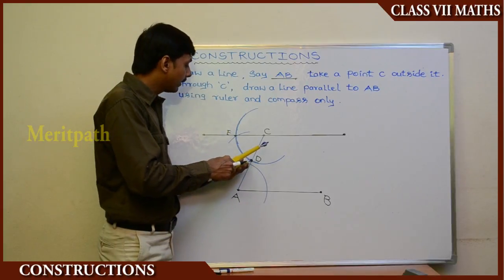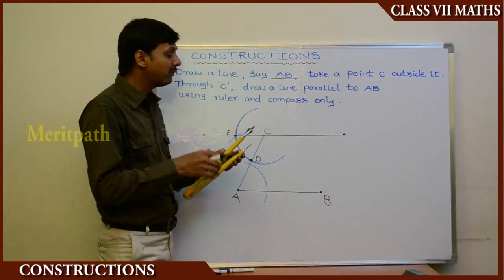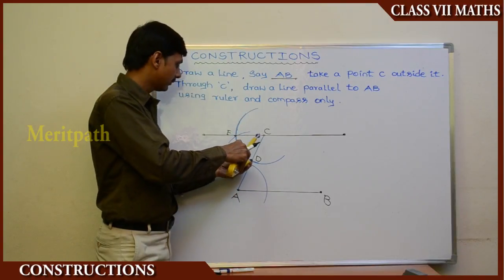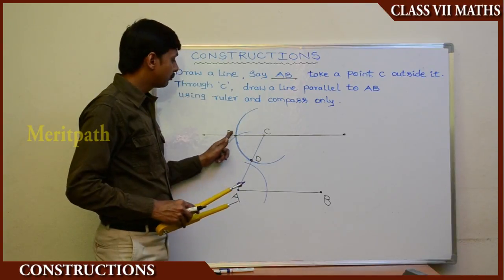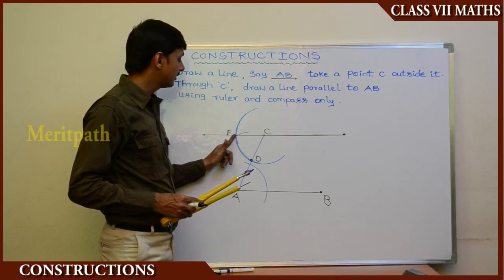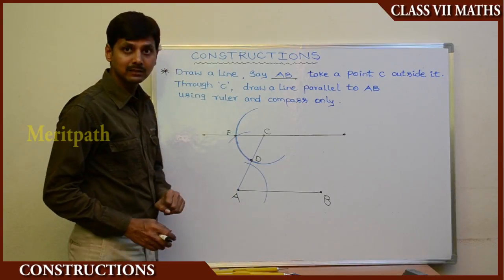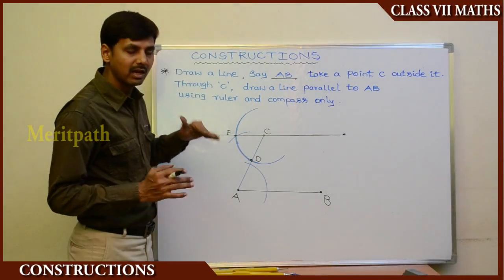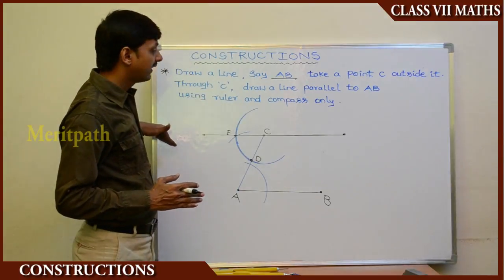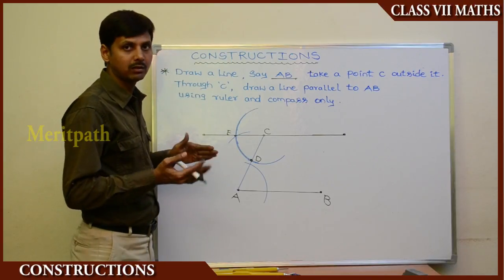Using D again with the same radius, we cut the arc we drew previously. Both arcs are intersecting together, and that point is named E. So this is the point E. Now E and C are the two points we got. Let's join these two points, so we got a line. Observe EC and AB, they are parallel to each other.